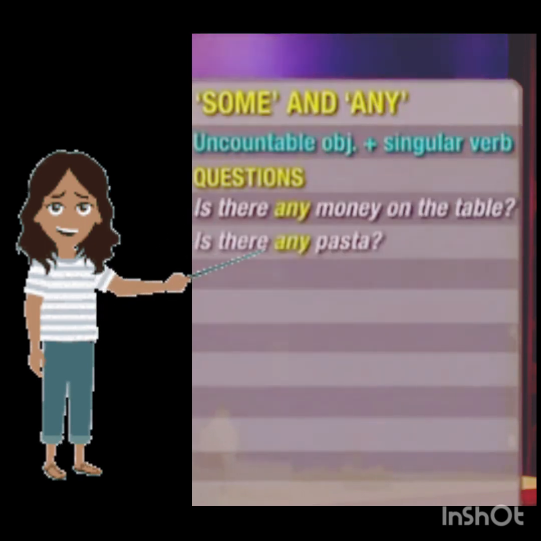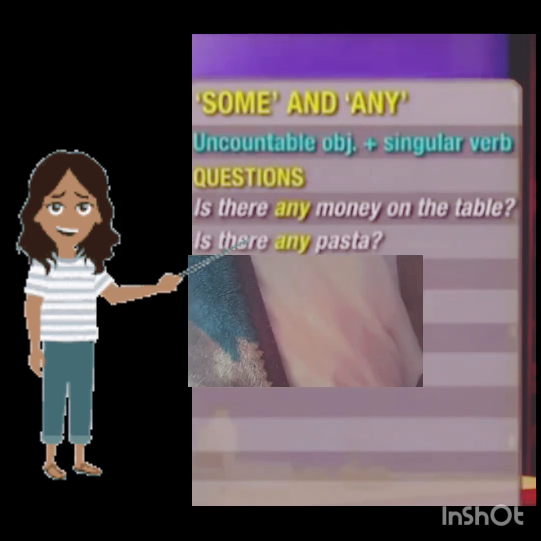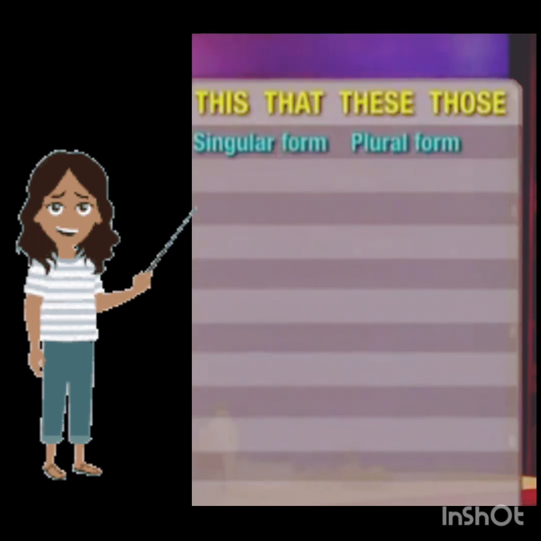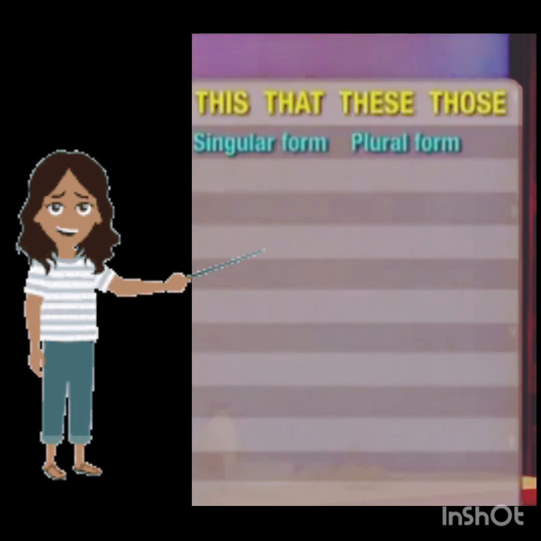Is there any pasta? I want to add one more thing to this lesson, and it's the words this, that, these, those. Let me explain. With one object, you say this CD when it's close to you, this CD. But when it's distant from you, far away, you say that CD, this, that. All right? We hear this very often.